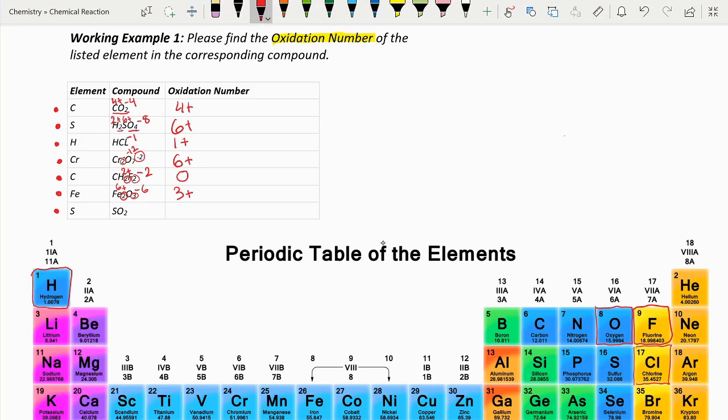So this is the element sulfur in the compound sulfur dioxide. So sulfur dioxide is made up of sulfur and oxygen. So we already know that for every oxygen atom, it needs 2 electrons. And there are 2 oxygen atoms in this, so it would need 4 electrons. So sulfur has to give it 4 electrons. Therefore, sulfur's oxidation number would be 4.